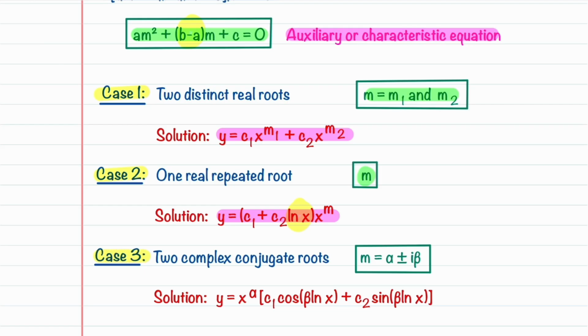Let's look at case 3. In this case, you get two complex conjugate roots. M is equal to alpha plus or minus i times beta. The solution in this case is y is equal to x to the alpha times c1 cosine beta ln x plus c2 sine beta ln x. Notice that you have a natural log x that multiplies beta instead of an x.